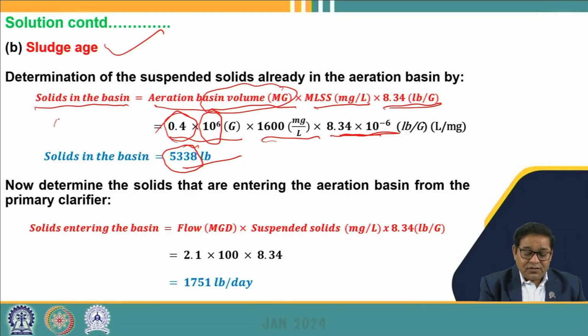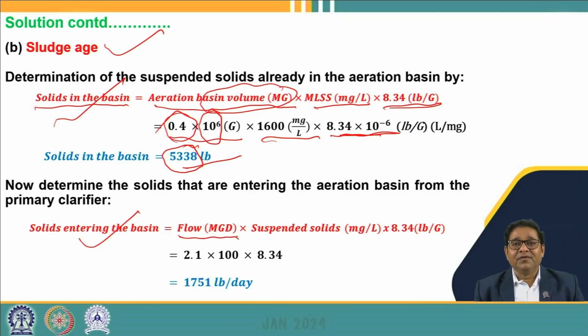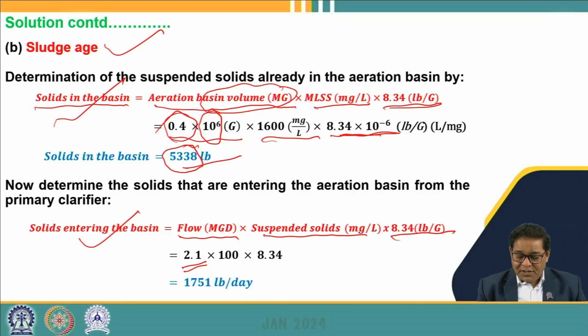Once the total solids present in the basin are known, we need to know how many solids are entering. We can determine this by multiplying the flow with the suspended solid concentration and its multiplying factor to convert into pounds per day. Here the flow is 2.1 million gallon per day, multiplied by the suspended solid concentration of 100 milligram per liter, and this is the conversion factor. So here we get 1751 pounds per day.